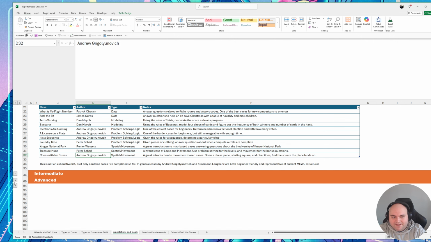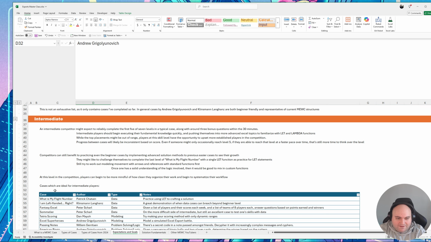What are the expectations for intermediate competitors? I would consider myself an intermediate one, and I would say that they might expect to reliably complete the first 5 of 7 levels in a typical case, along with 3 bonus questions within the 30 minutes. Intermediate players should begin executing their fundamental knowledge quickly and pushing themselves into more advanced Excel topics such as LET and LAMBDAs. While the top placements, top 5, might be out of range for most cases, I would say that players at this skill level definitely have the opportunity to cause more upsets in the rankings between themselves and more established players in the competition.